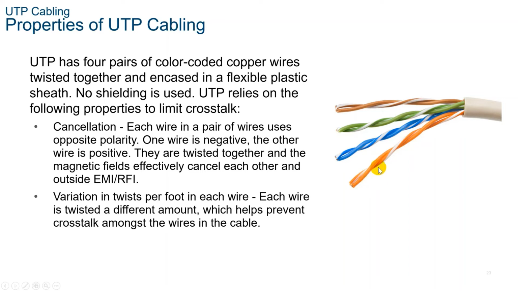Have you noticed it? The number of twists varies. Each colored pair is twisted a different number of times. UTP cable relies solely on the cancellation effect produced by twisted pairs to limit signal degradation and effectively provide self-shielding for wire pairs within the network media.